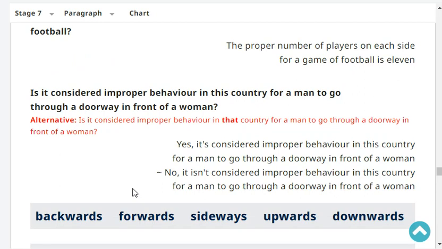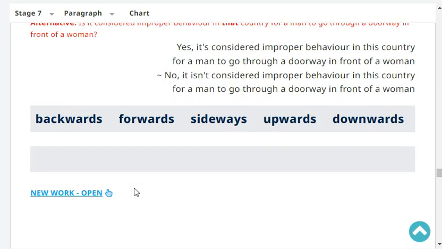Is it considered improper behavior in your country for a man to go through a doorway in front of a woman? Yes or no? Yes. It's considered improper behavior in my country for a man to go through a doorway in front of a woman.